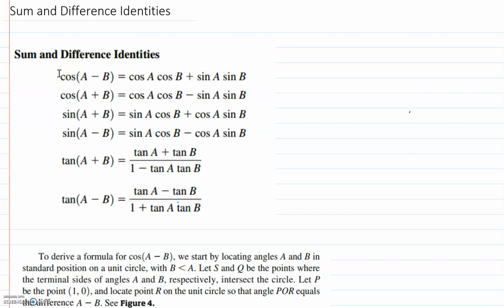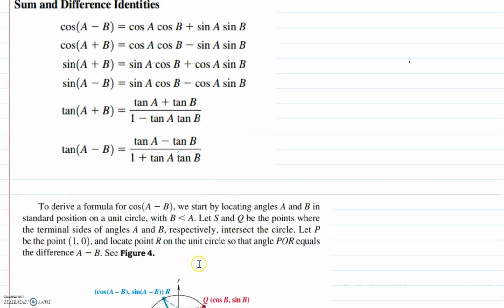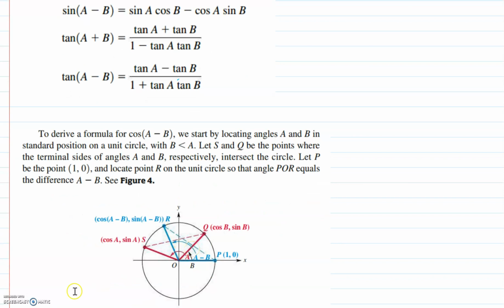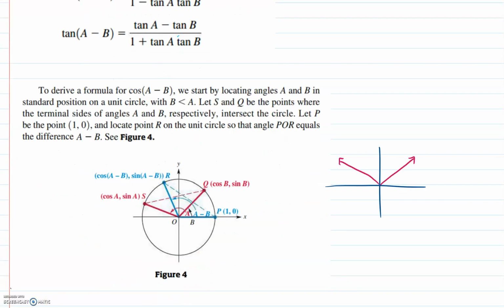And we're going to prove that. So let's first do that. To derive a formula for the cosine of A minus B, we're going to start by looking at angles A and B in standard position on a unit circle where B is less than A. So there's a picture here. I will redraw it over here. So let's call this B. So this would be called the point Q.